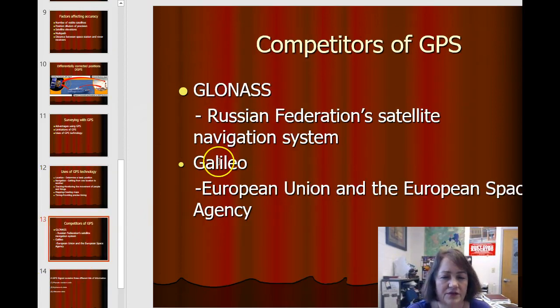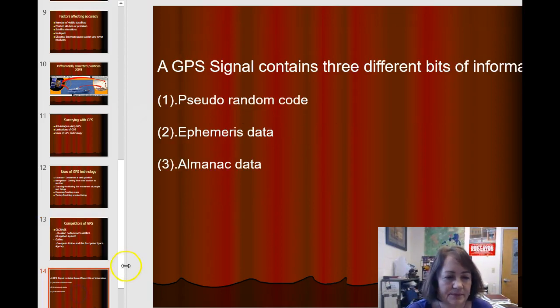So, competitors for GPS: GLONASS and Galileo. We talked about the Navstar system as being a United States system. GLONASS is a Russian system. Galileo is the European Union and the European Space Agency. They all function similarly to each other. I do not know if they are totally compatible, so that remains to be seen.